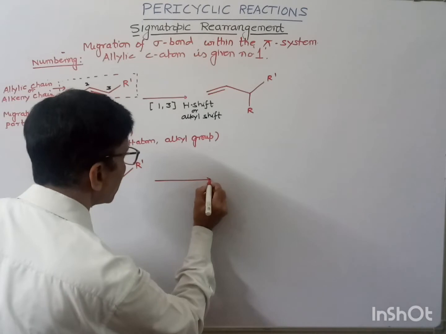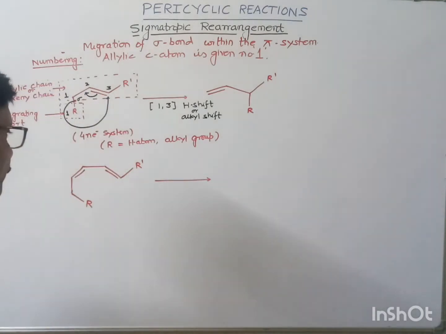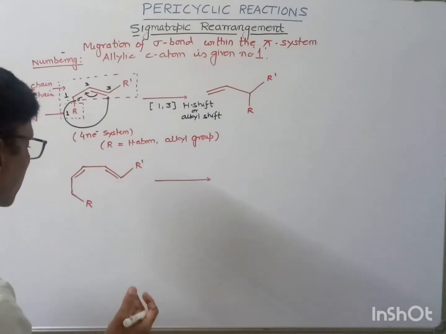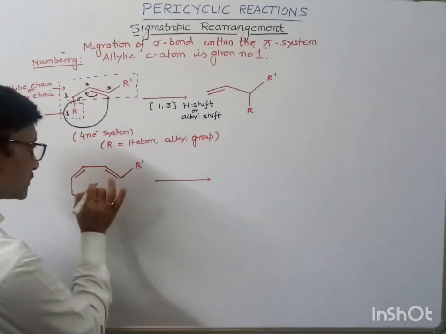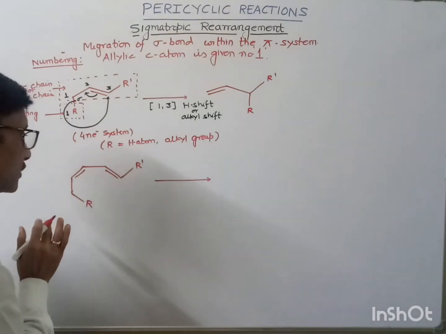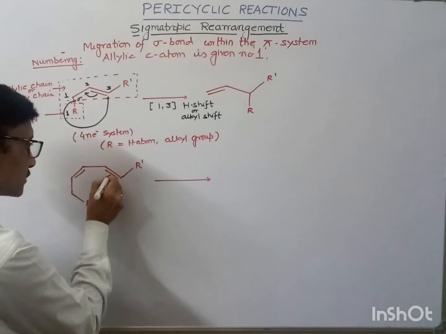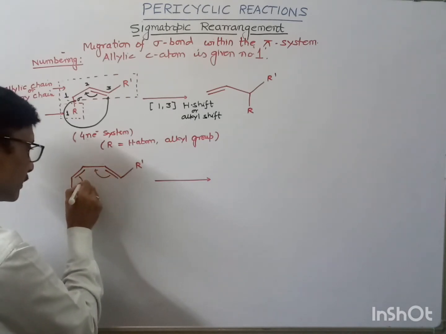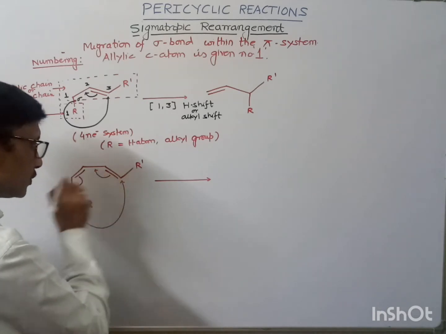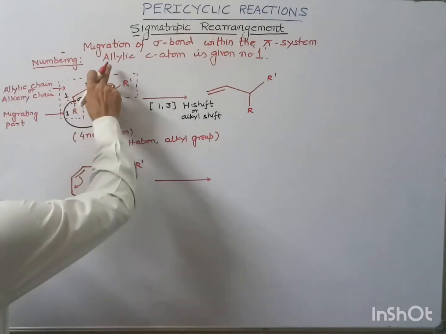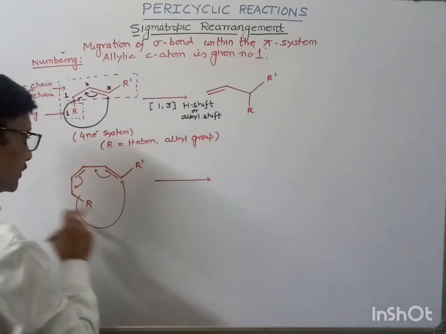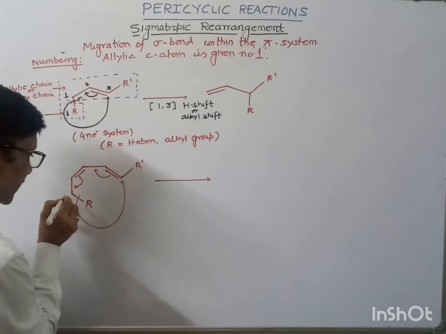Now, in this reaction, in the presence of either heat or light, as it gains the energy, the cyclic shift of electrons starts. This electron will go over here, here it will go, and this sigma bond will migrate to this position. So what I told you: migration of a sigma bond takes place from the allylic carbon within the pi system. So which is the allylic carbon atom?